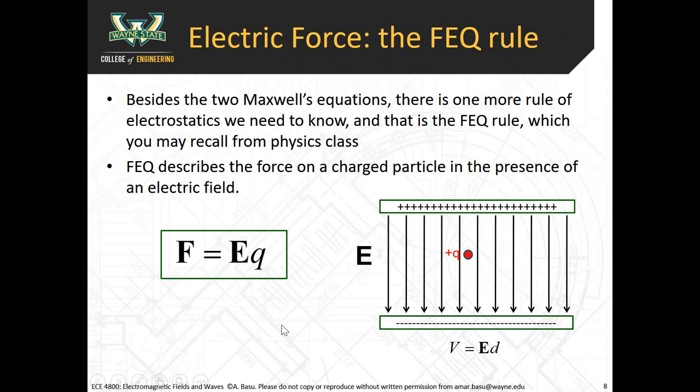Notice that it's in the direction of E. Positive charges will move in the direction of the electric field. Negative charges will move in the direction opposite the electric field. This makes sense because remember, like charges repel. So these are all the positive charges here. This Q is going from positive to negative charge.